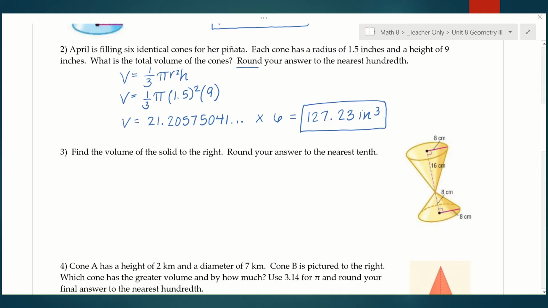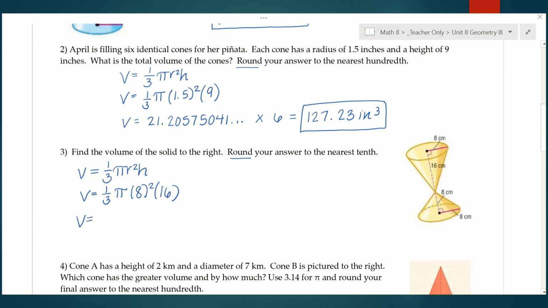So there are two different cones here. I'm going to find the volume of them separately and add them together. I'm going to start with the top cone. So formula, and we're rounding again, so we're going to be using the pi key. I'm going to start with 1/3 pi. Now the radius of that top cone, the one that's upside down, is 8. So I'm going to do times 8 squared. And the height of that cone is 16.